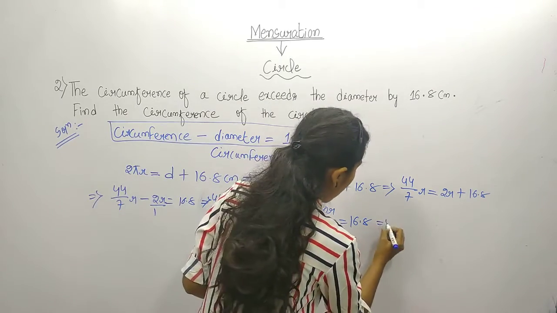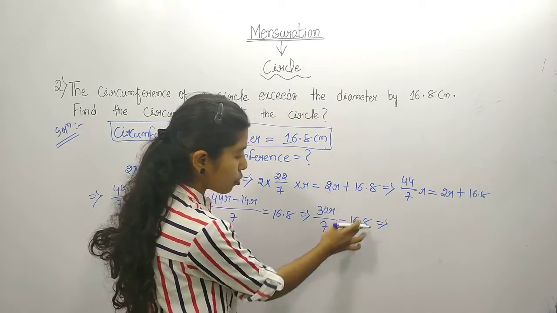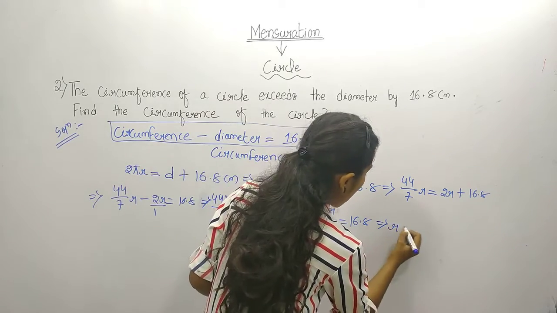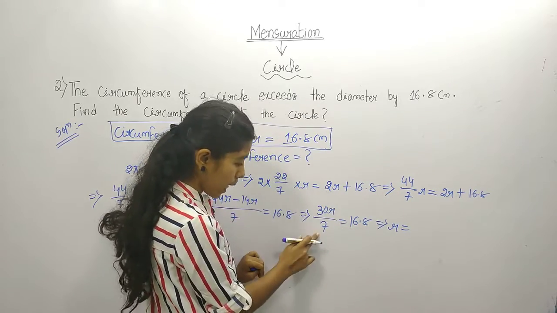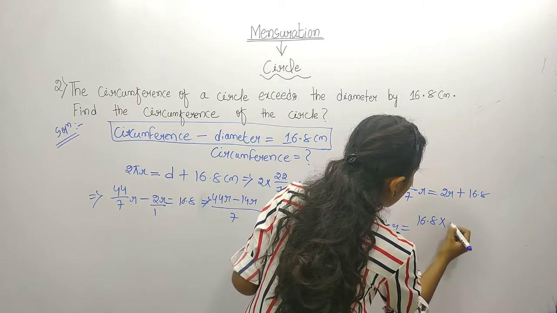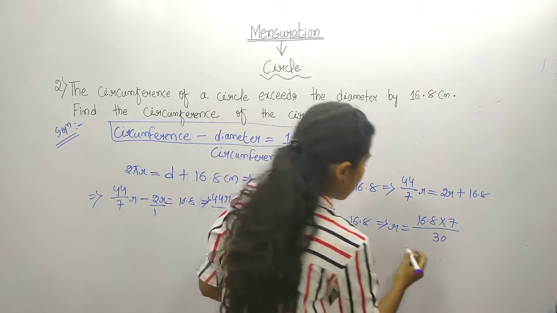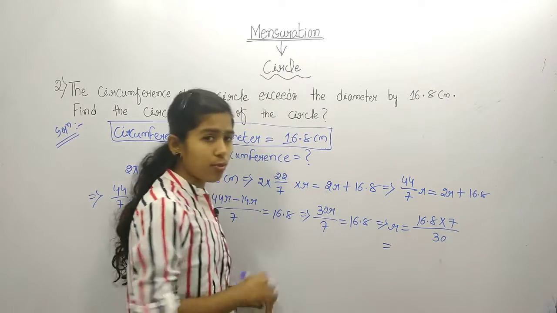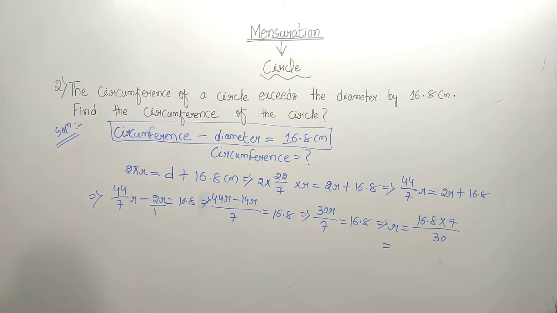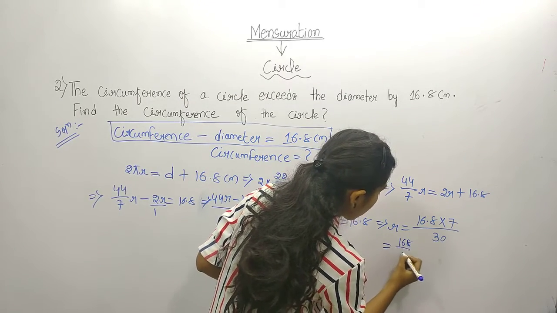Okay. Now what do we have to find? Radius. Here you see 30 by 7 r equals 16.8. So that implies r equals 16.8 into 7 divided by 30. 16.8 into 7 divided by 30. Okay, so now you solve this one. So here you see 16.8, so 168 divided by 10.